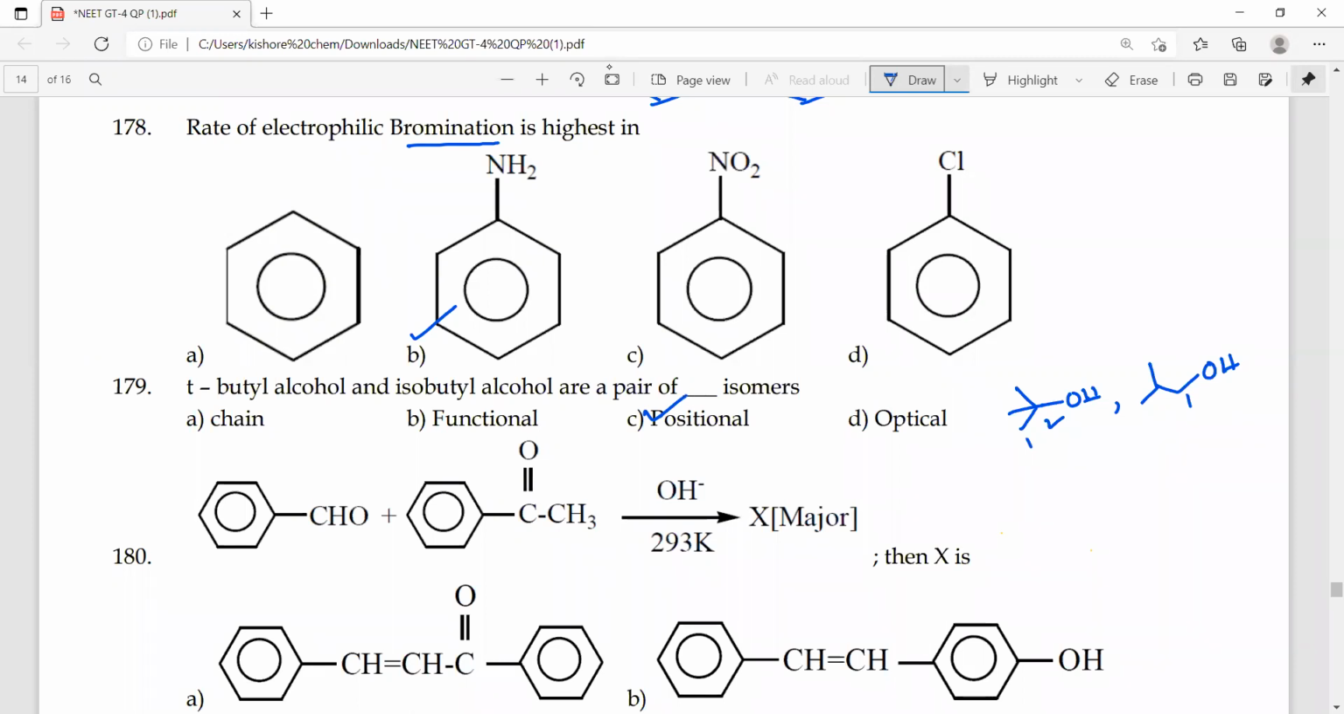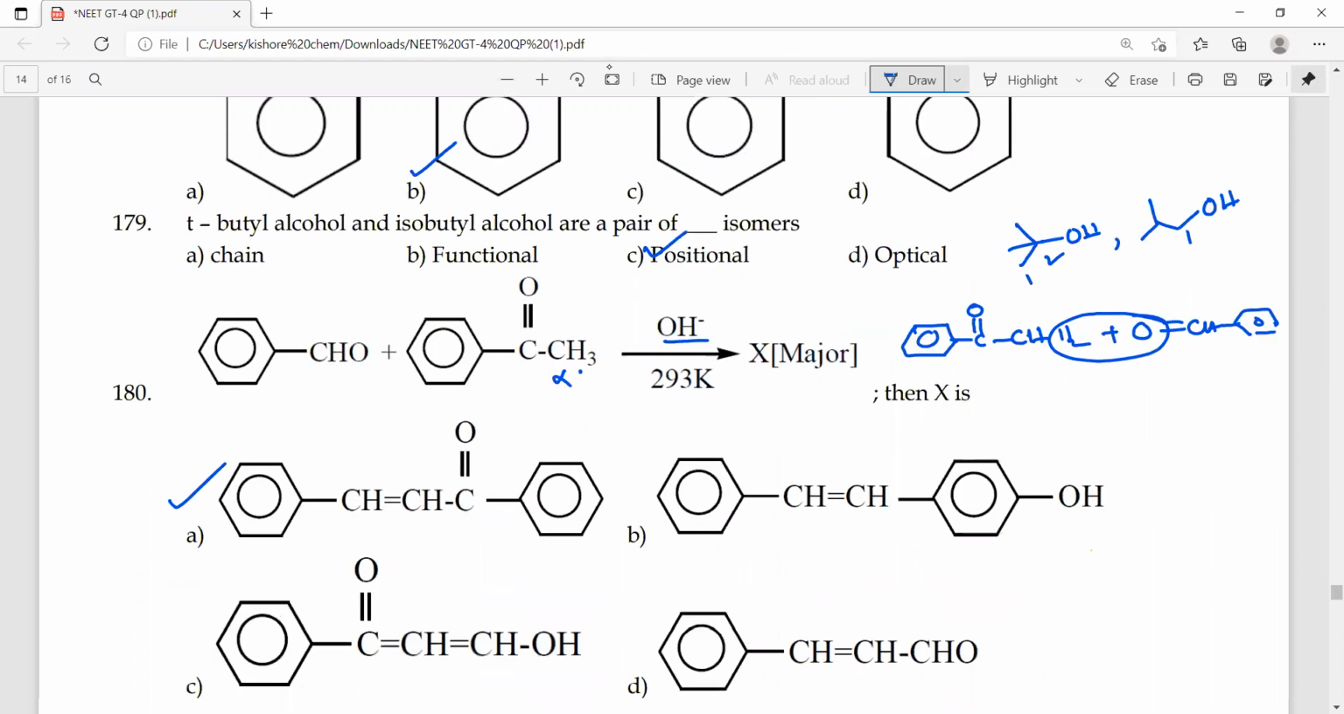Next question number 180. Now this is OH minus. It has the alpha hydrogen. Out of 2 reactants, one having the alpha hydrogen is involved in the aldol condensation. From this it loses hydrogen, see here I am writing like this. The second one loses oxygen, total loses water. It is aldol condensation.